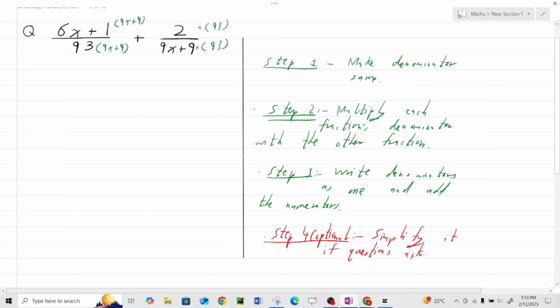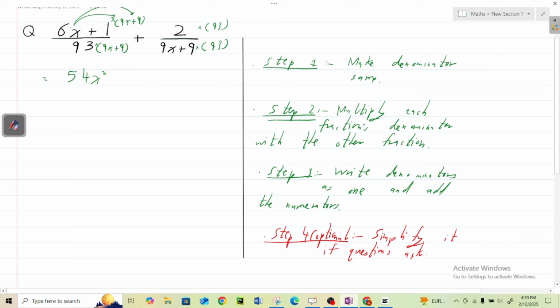Multiply. So we multiply 6x by 9x, which gives 54x squared. Then 6x times 9 is 54x. Then 1 times 9x is 9x, and 1 times 9 is simply 9.